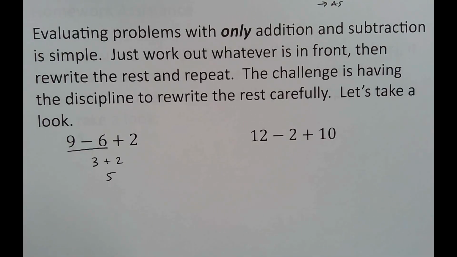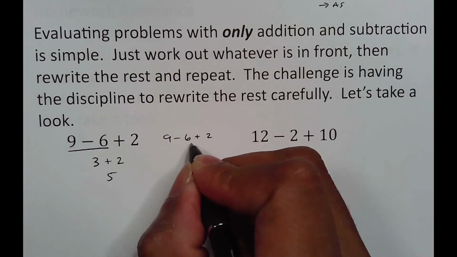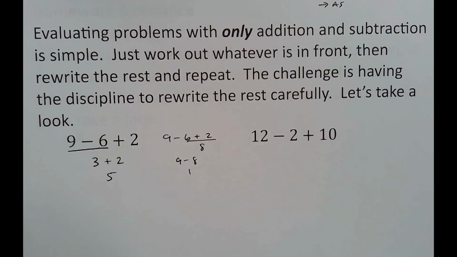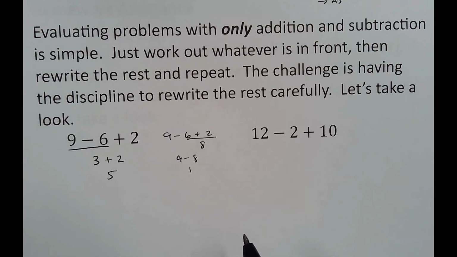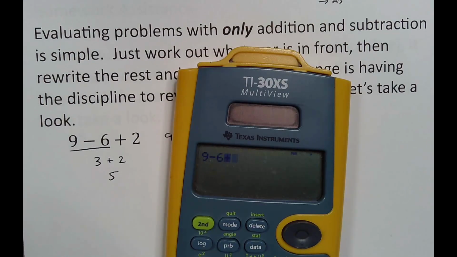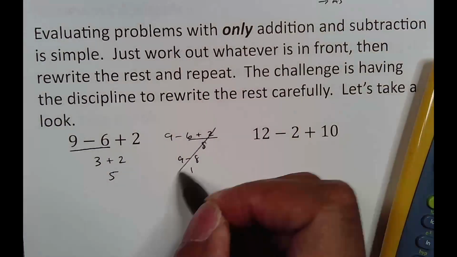That's it. Let me prove to you that it will be wrong if you don't do it that way. 6 plus 2 is 8. This is how some of you do it. 9 minus 8 is 1. And so you'll say, well, both of them are right. Two things can't be right. And here's your proof, and here's your judge. 9 minus 6 plus 2 equals 5. Not 1. This is wrong.